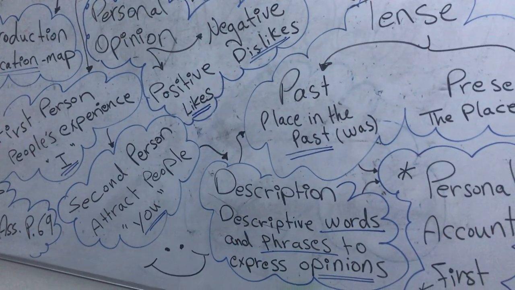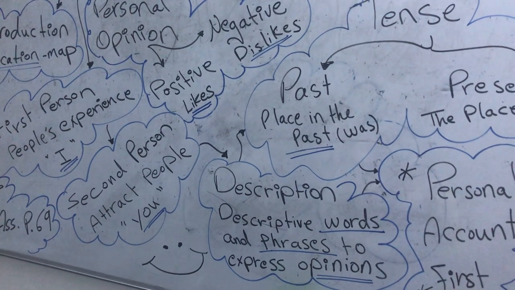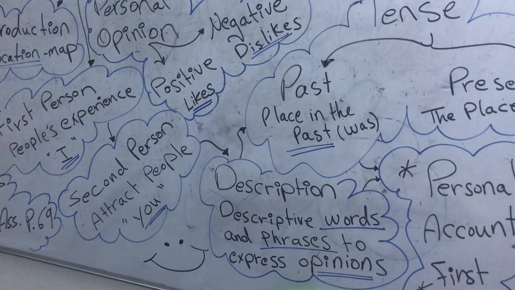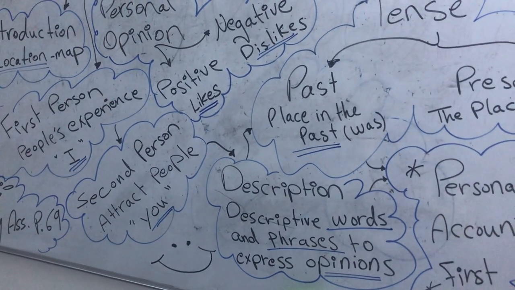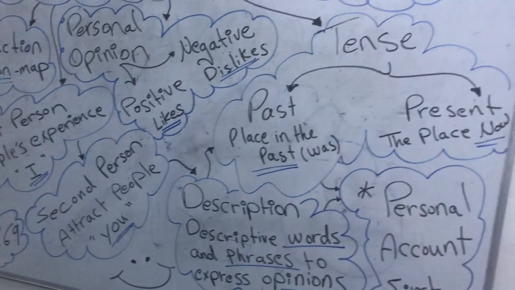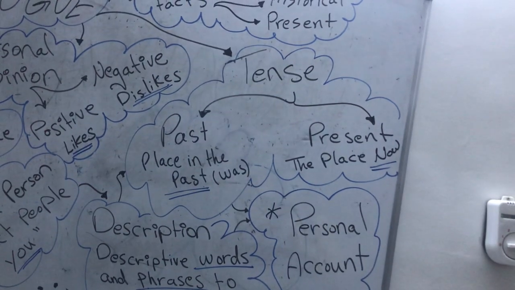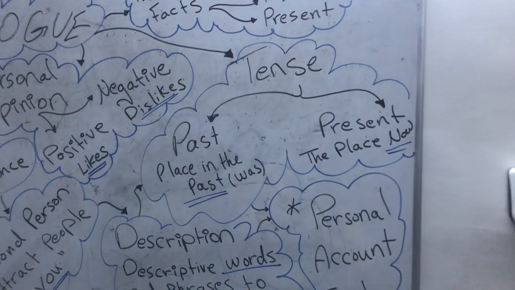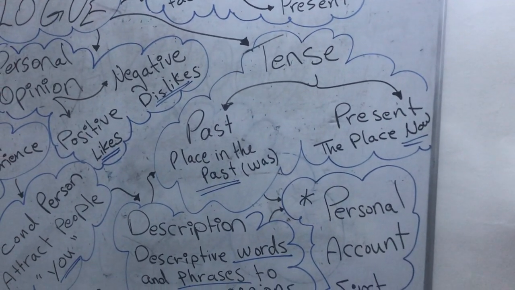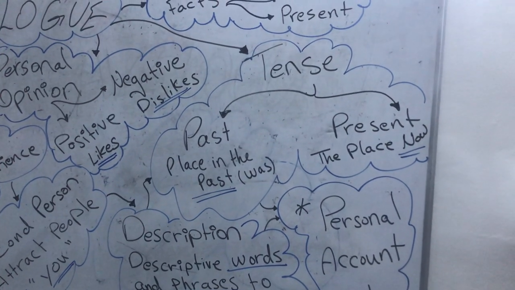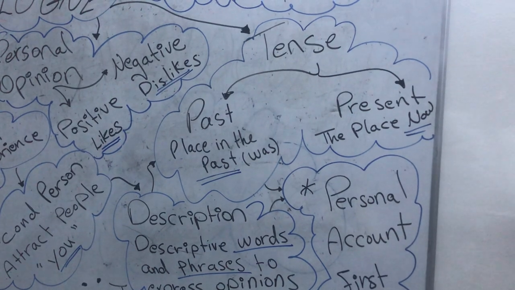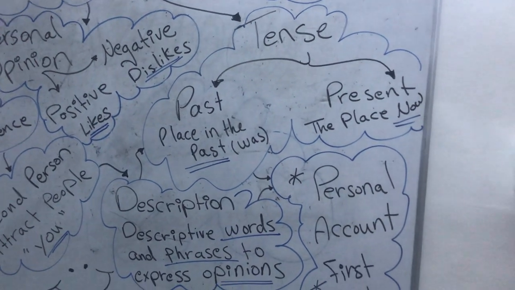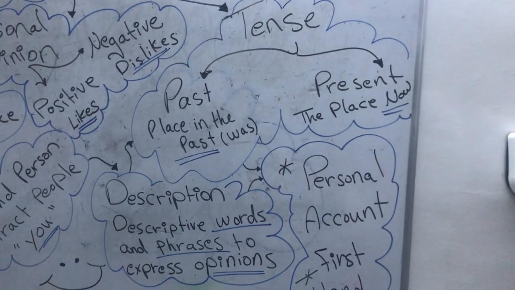And a second person, I use the second person in order to attract the reader, to draw the reader in. So I use the pronoun you. The tenses I use also, or I should be using, are two, which are the past, the place in the past, okay, how it was, and the present, how it is now.